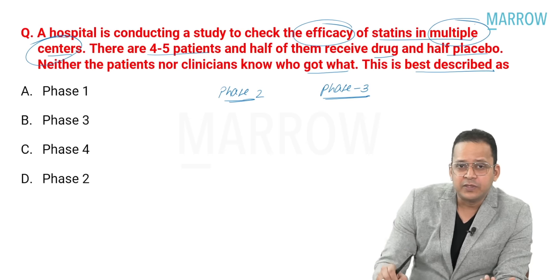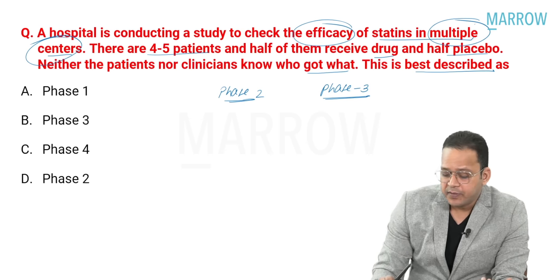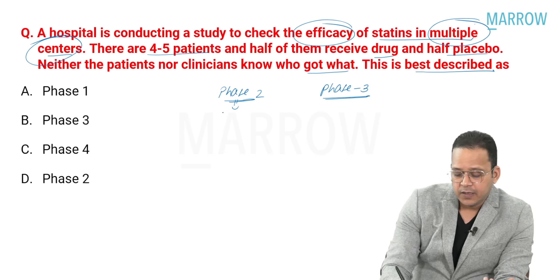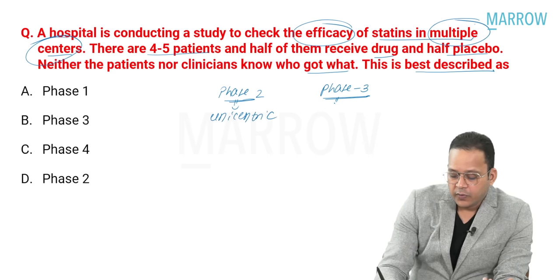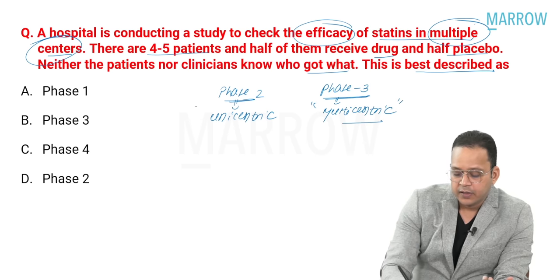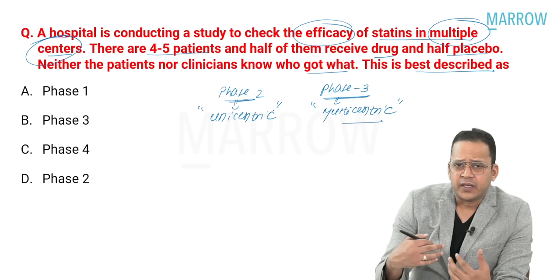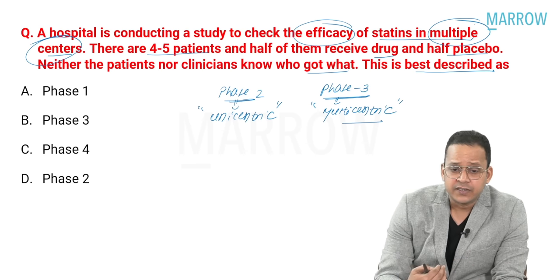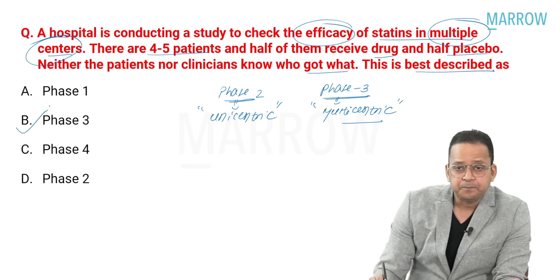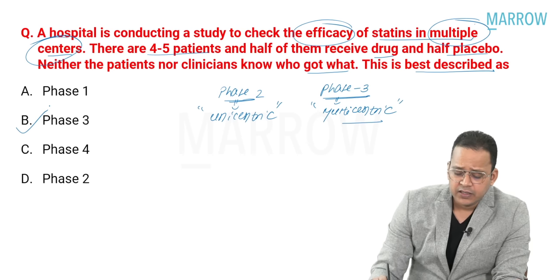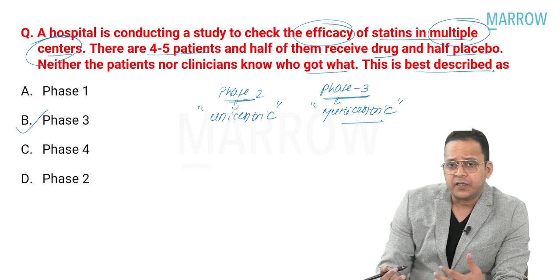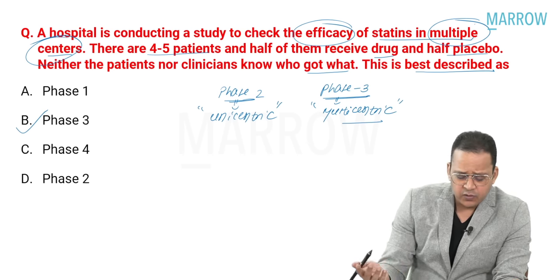The clue word is multiple centers. Phase 2 is usually unicentric, whereas phase 3 is usually multicentric. So multiple hospitals are taken in phase 3. What gives away the answer here is multicentric. So the answer is phase 3. Other things about phase 2 and phase 3 I've discussed in classes, so I will not repeat that.